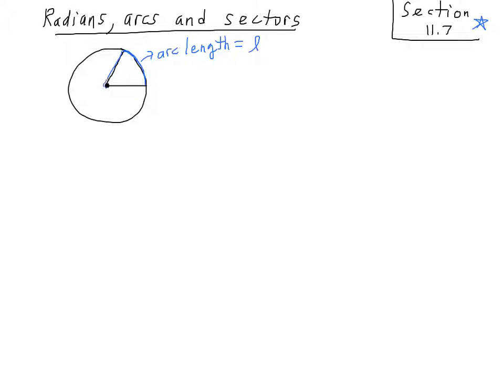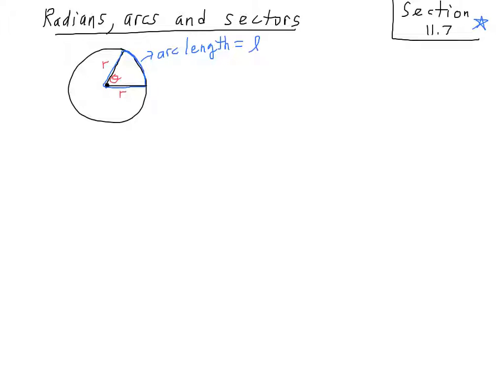This shape inside here looks like a slice of pizza. We call that a sector. And at the center is an angle that we call theta. Theta is a central angle. And we have lowercase r to represent the radius.